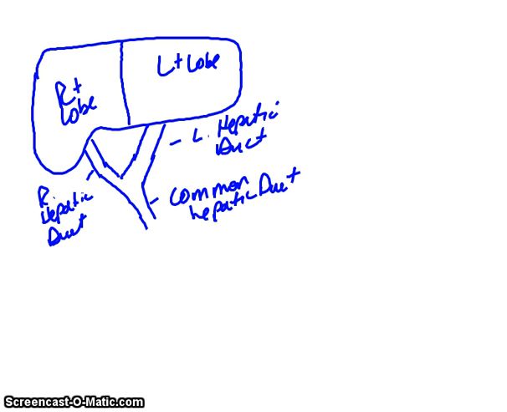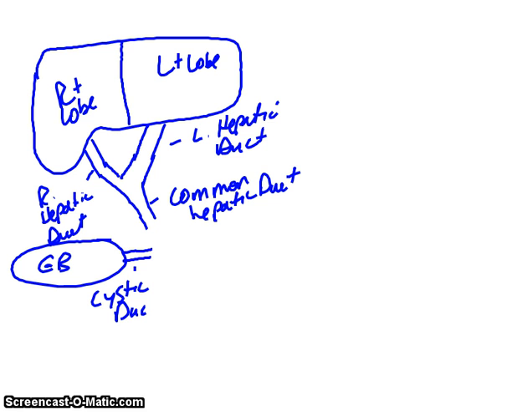Okay, then meanwhile you have the gallbladder, and from it comes the cystic duct. And once the common hepatic duct joins up with the cystic duct, now you have the common bile duct.